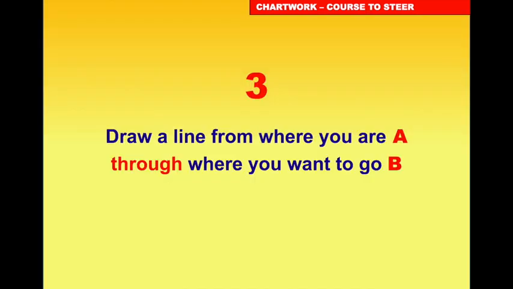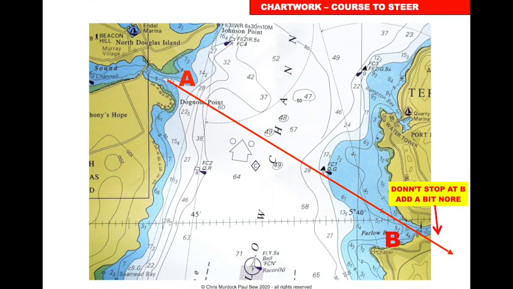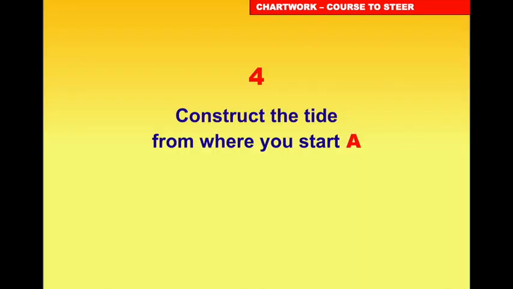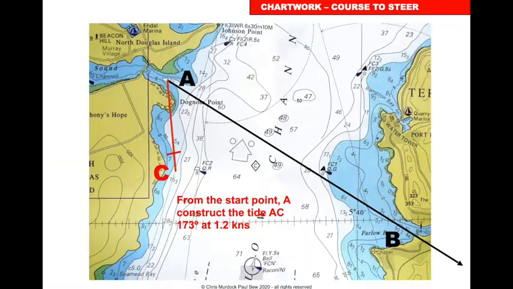So draw a line from where you are, A, through to B, and extend it out. There we go. A to B, extend it out. Construct the tide from where you are. So here we go, so here we are. We pop the tide on. So the tide is represented between A and C for the hour of us travelling.